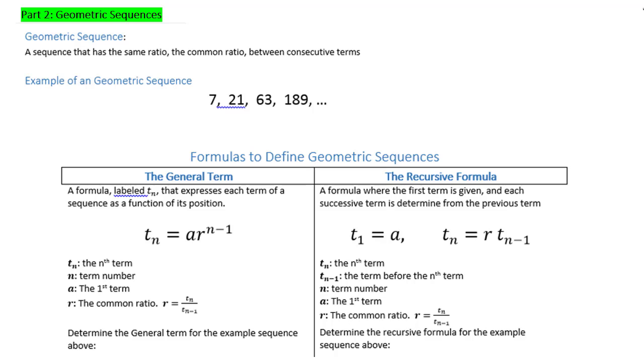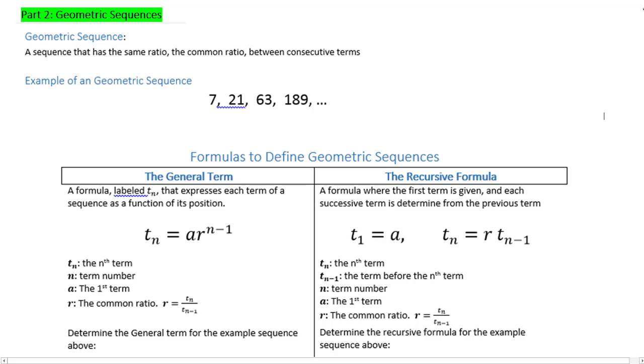All right, in the last lesson we talked about arithmetic sequences. Remember, a sequence is a list of numbers in consecutive order, whether smallest to biggest or biggest to smallest, in order. Today we're going to talk about a geometric sequence.